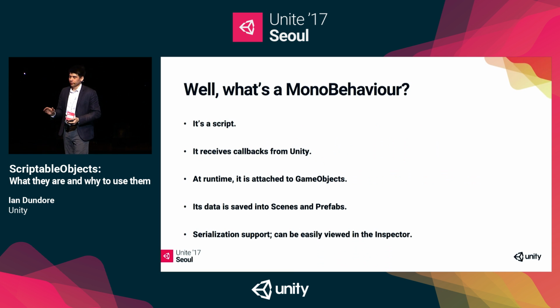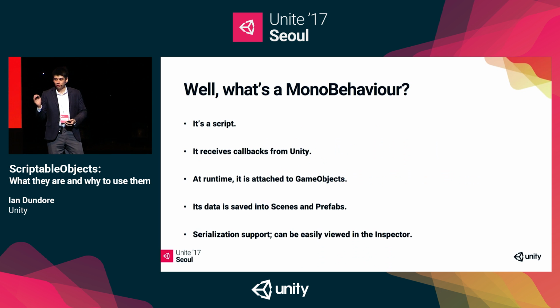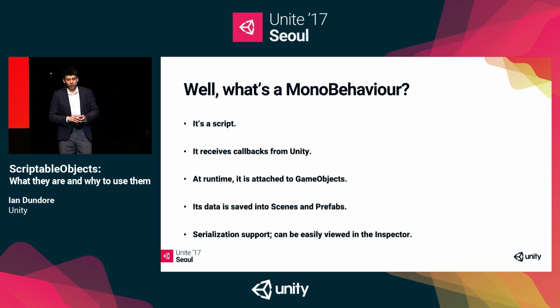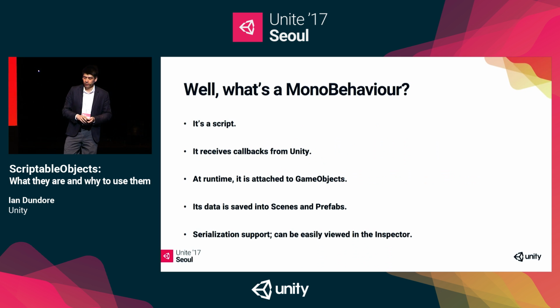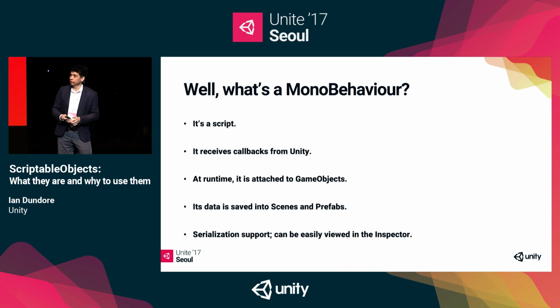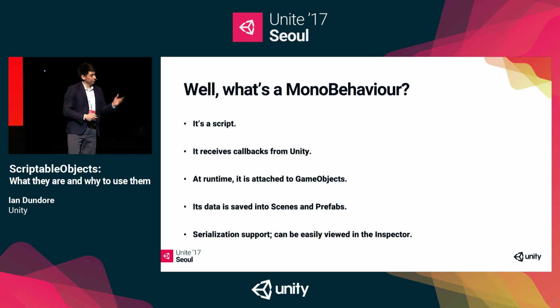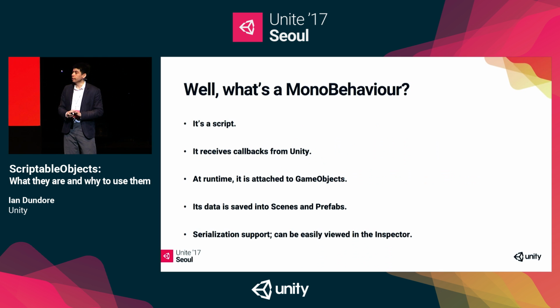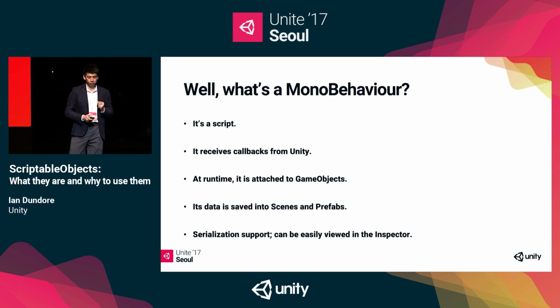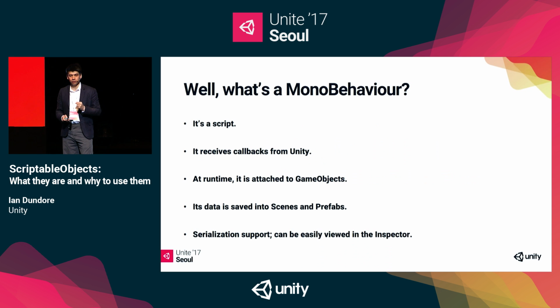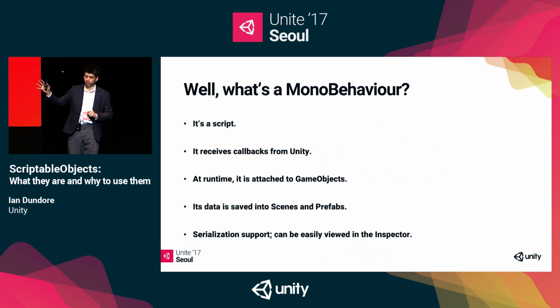A MonoBehaviour must always be attached to a game object while it's alive. If you create one at runtime, you use the AddComponent API, which requires you to attach it to a game object, right? MonoBehaviours are compatible with Unity's serialization system, so we can save them. When we do save a MonoBehaviour, its data goes into a scene or into a prefab.